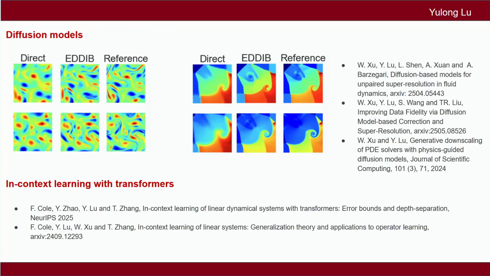Yeah, so the left panel is for the turbulent flows, the Navier-Stokes equation, and the right-hand side is for the Euler equation, where you see a lot of shocks. Direct is from the Causeway solver, so it's low resolution data, and the right reference is the high resolution data, and this middle one is the one that we generated using the diffusion model.